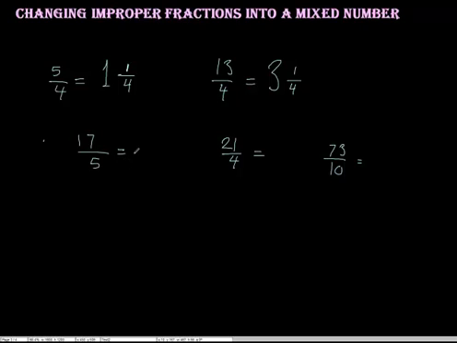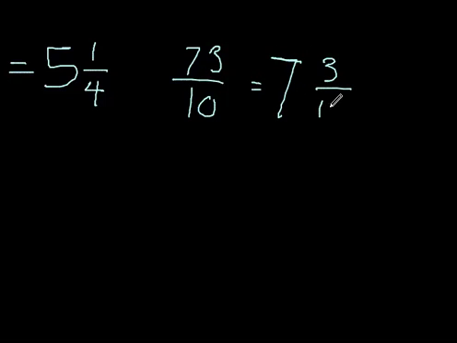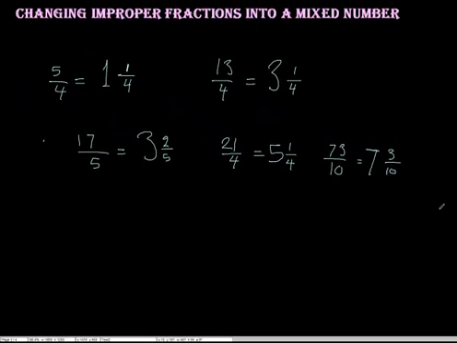Right, what we do in this case is we are dividing 17 by 5. How many 5s in 17? That's 3, a remainder of 2, so 2/5, right? How many 4s in 21? That's 5 with a remainder of 1. How many 10s in 73? Which is 7, remainder 3. So this is how you change an improper fraction into a mixed number.